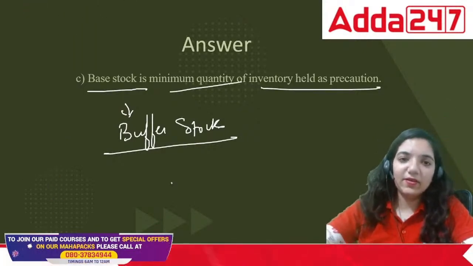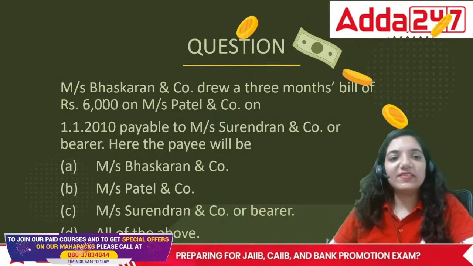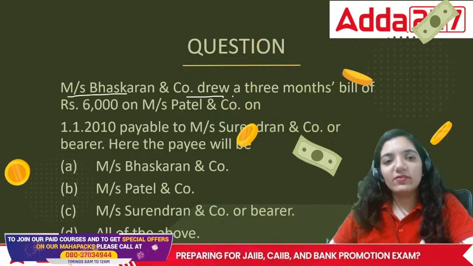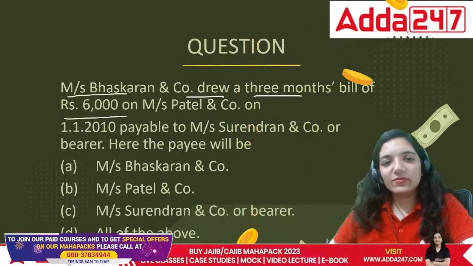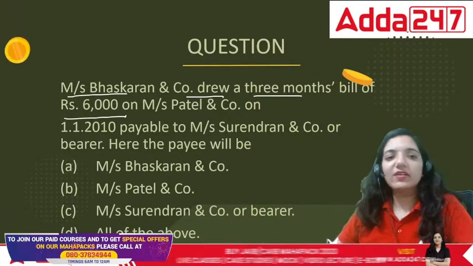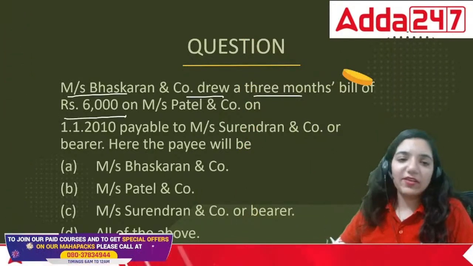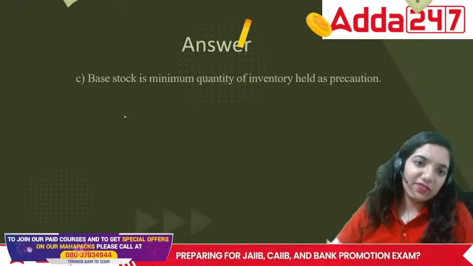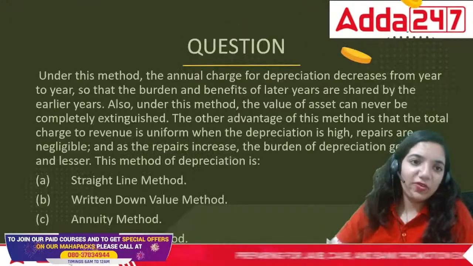Okay, now let's take up the next question. Messrs. Bhaskaran and Co. drew a bill on 6,000. Acha, we are done with this question. When we talk about drawer and drawing and everything else, we are done with this question. Okay, moving on to the next question.